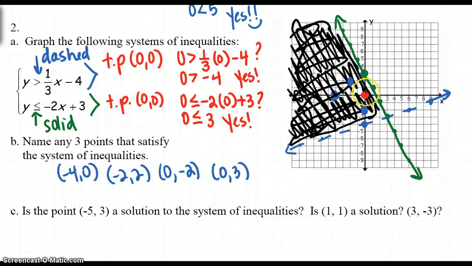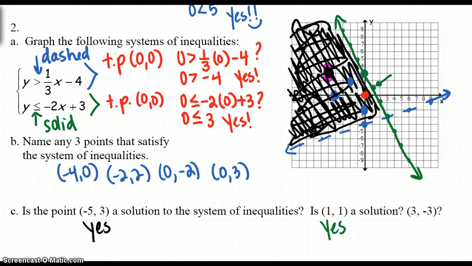-5, 3, is it a solution? So -5, and it's really hard to see on my graph because I kind of went crazy here. So 3, 4, 5. -5, 3 is right up here in this area. And yes, it's in the solid area, so that's good. And then they want us to try +1, +1, which is right there. Do you see it? It's on the solid line. If it's on the solid line, then yes, it's a solution.